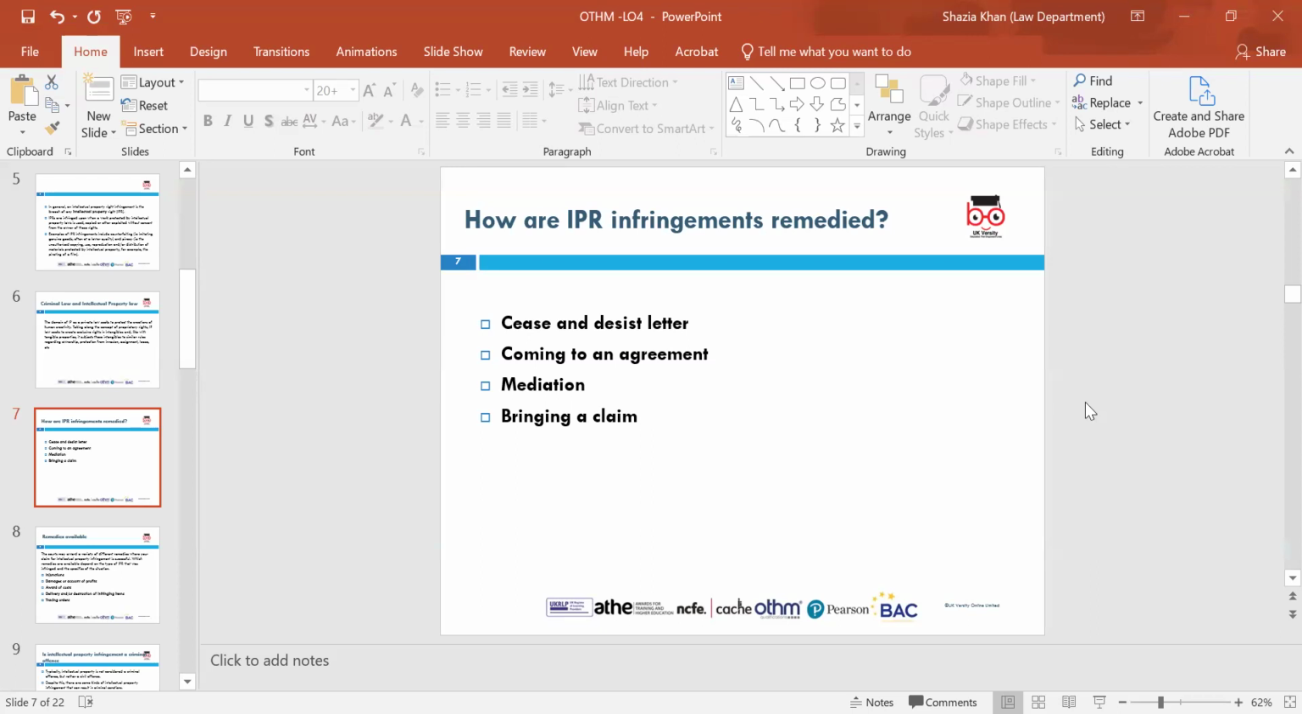The next one is coming to an agreement. So rather than going to court over intellectual property infringement rights, consider coming to an agreement with the infringing party. You can, for example, consider licensing your intellectual property to them, for example, allowing them to benefit from some of your rights in return for a fee. So you could come to an agreement and say you could use it for some fee, and you would be paid for that.